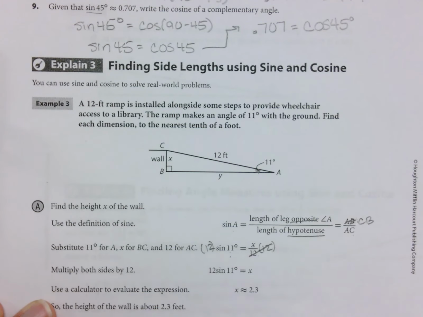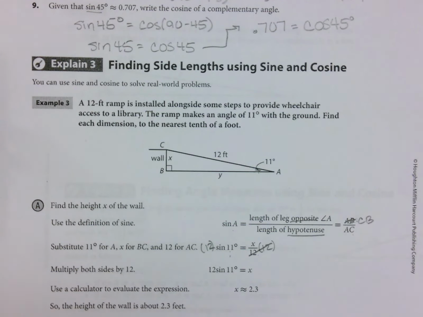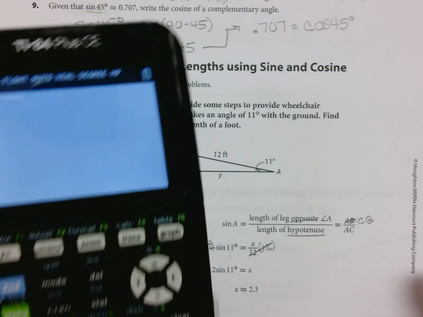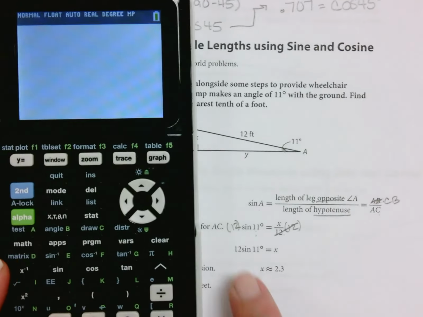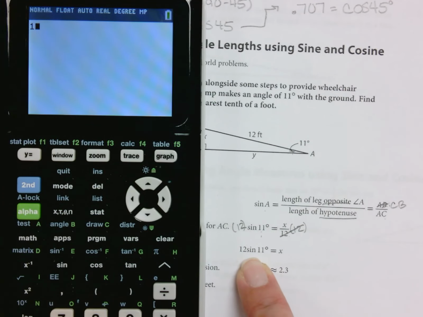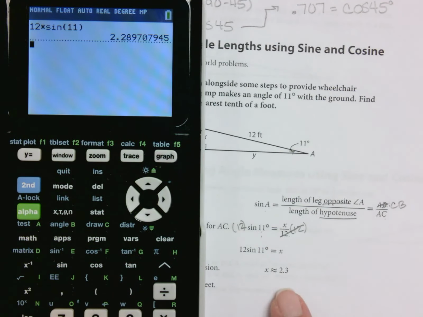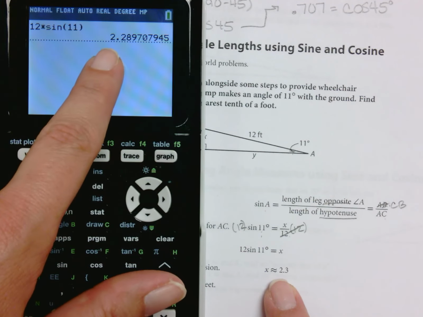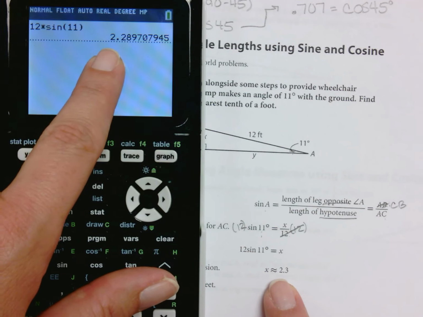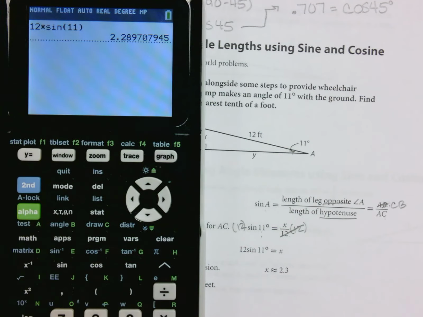And that means this 12 and this 12 are going to cancel out and leave you with an x. And then you have 12 times the sine of 11 degrees. Now, when you plug this into your calculator, you have to make sure that you plug everything in there. It says 12 sine of 11 degrees, so you need to say 12 times the sine of 11 degrees. If you don't tell the calculator sine of 11 degrees, it's just going to multiply 12 and 11, and that's not what we want. And we found, rounded to the nearest tenth of a foot, the wall is 2.3 feet tall.